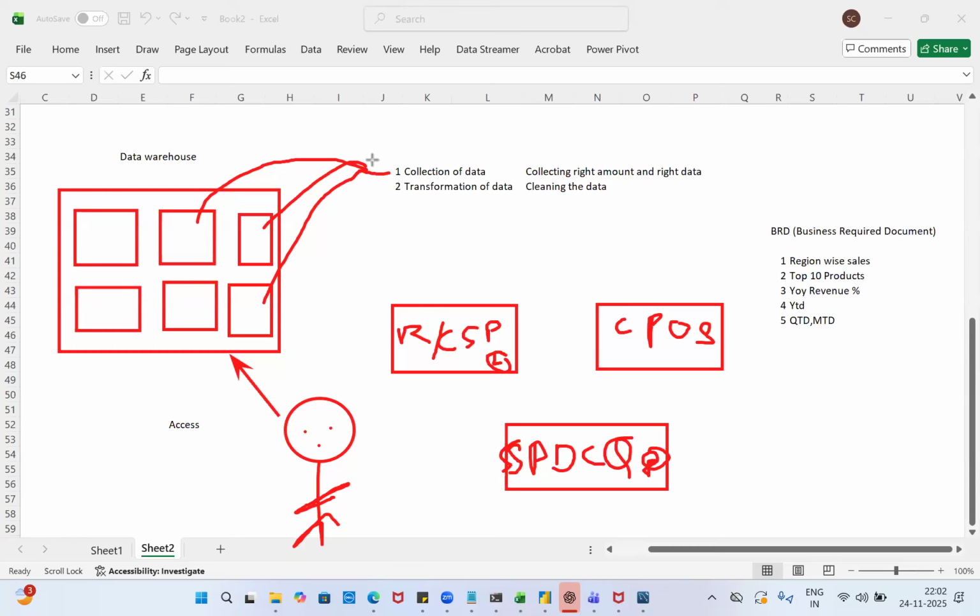What are dimension and measure? It's a technical term we are going to learn in further classes. For now, a simple first example: to get my region-wise sales, I need region and I need sales. I have region in my first table and sales in my second table. So I'm supposed to get data from these 2 tables.